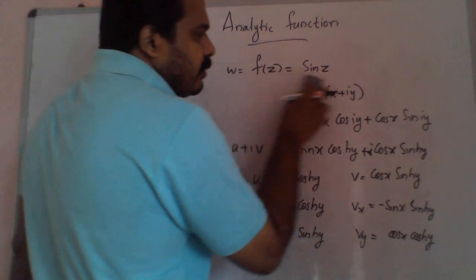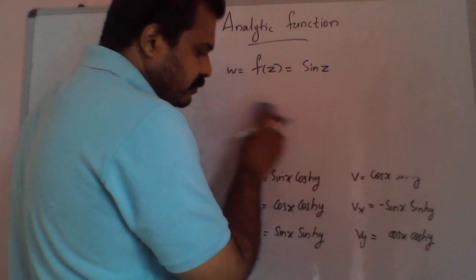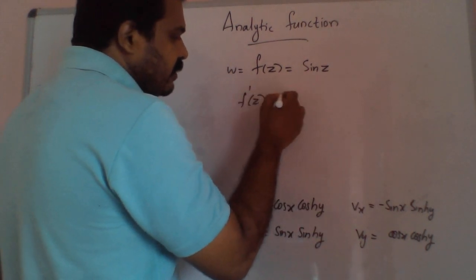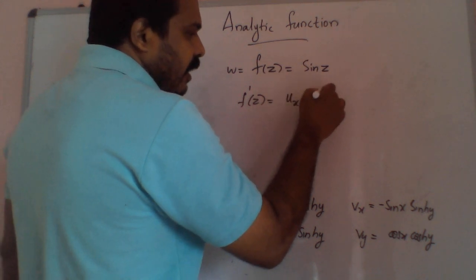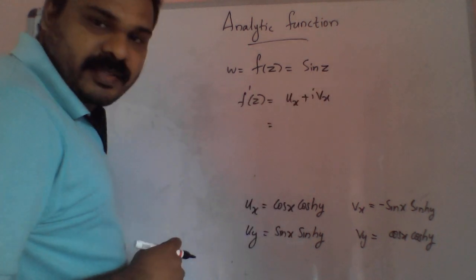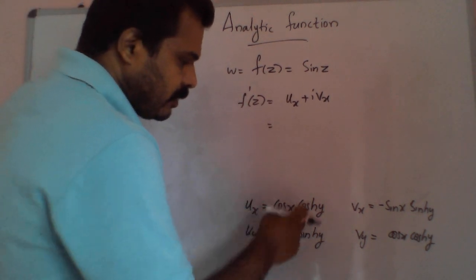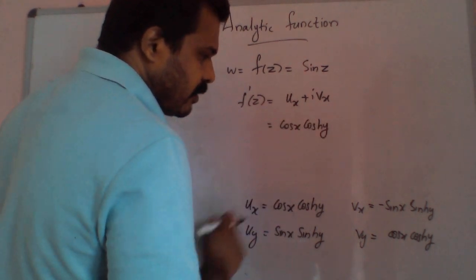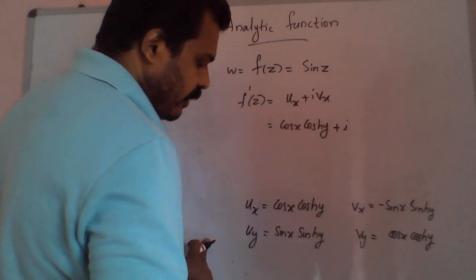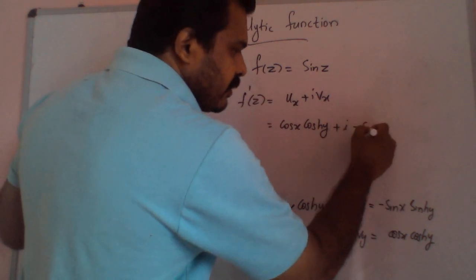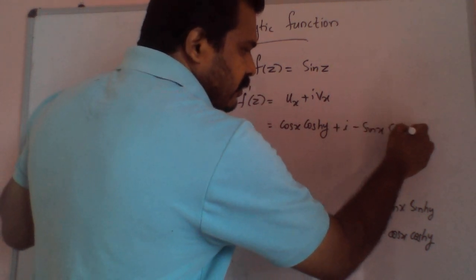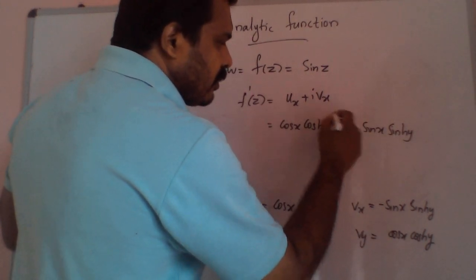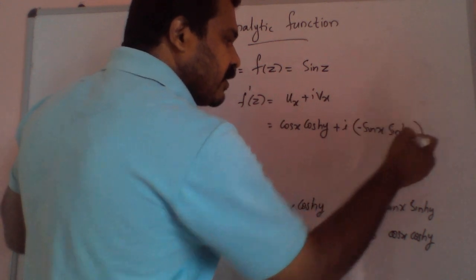Also, the derivative of sin z is f dash of z. The formula is f dash of z equals ux plus i vx. Ux is cos x cosh y, plus i times vx, where vx is minus sin x sinh y. We write it as plus i times minus sin x sinh y.